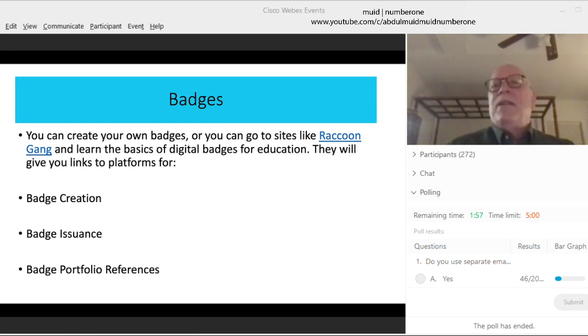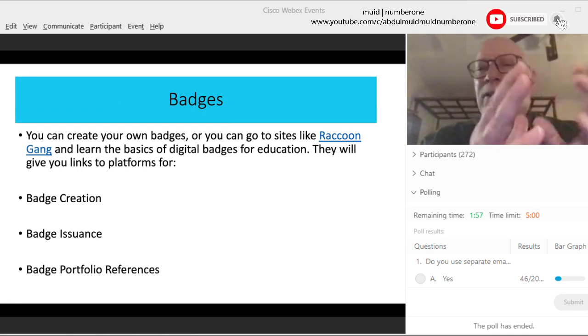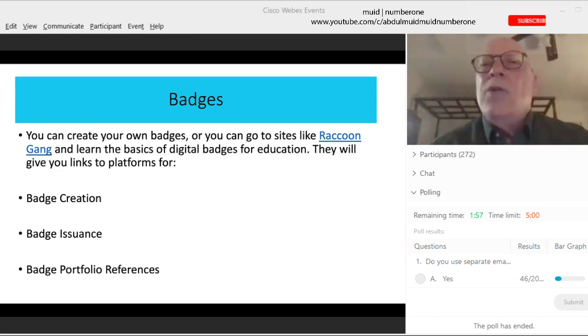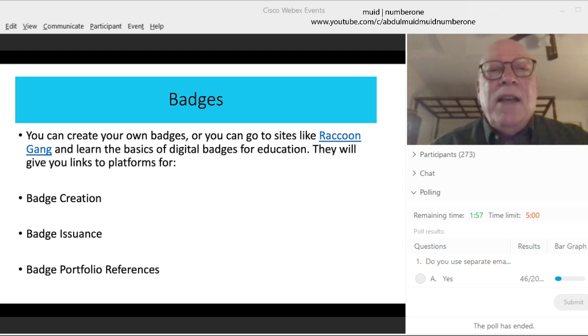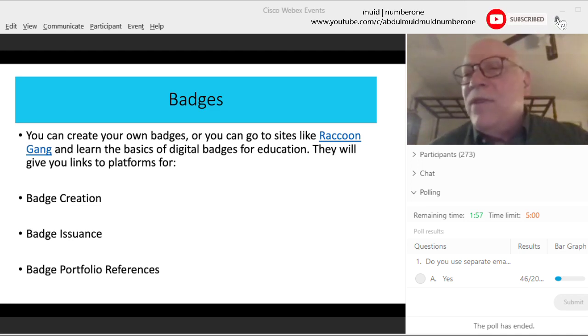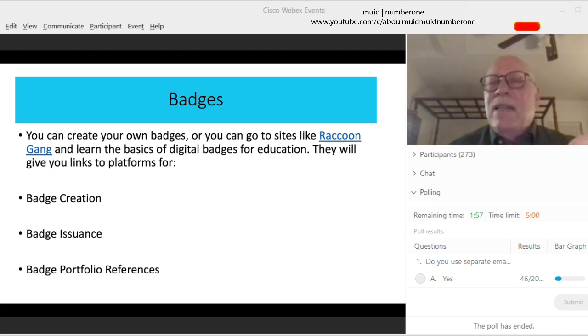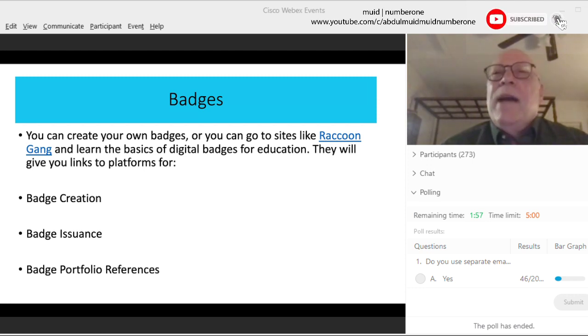You can create your own badges, do little pictures or whatever, or you can go to sites like Raccoon Gang and learn the basics of digital badges for education. They will give you links and platforms for how to create badges, how and when to issue badges, and even give you ideas for badge portfolio references. These are really great things. Badges are now a very hot topic in international education. And if badges become really meaningful, they go into a portfolio, your student's portfolio.